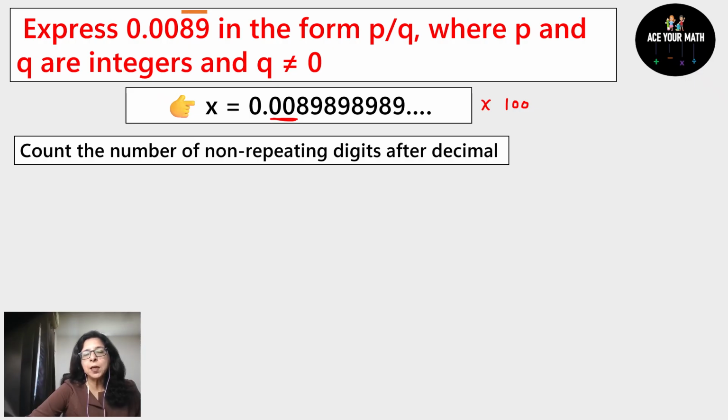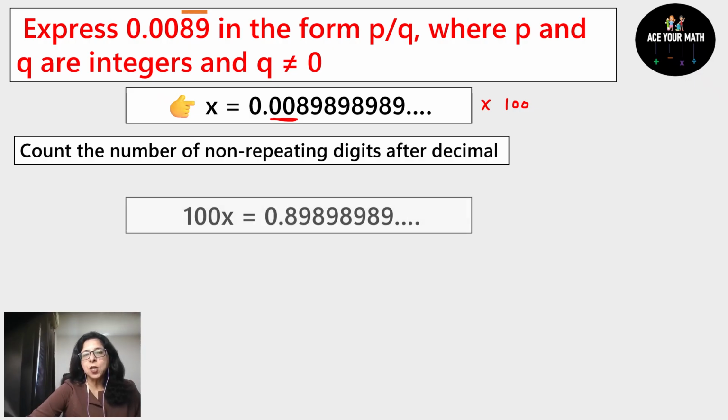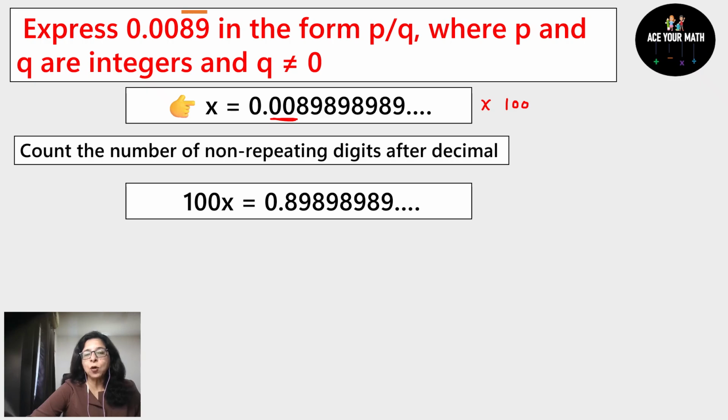So you multiply by 100 on both sides. The left hand side will become 100x, and on the right hand side, when you multiply a number which has a decimal, the decimal shifts by two places because you're multiplying by 100. When you shift it by two places, it becomes 0.898989. We will call this new equation, equation 1.